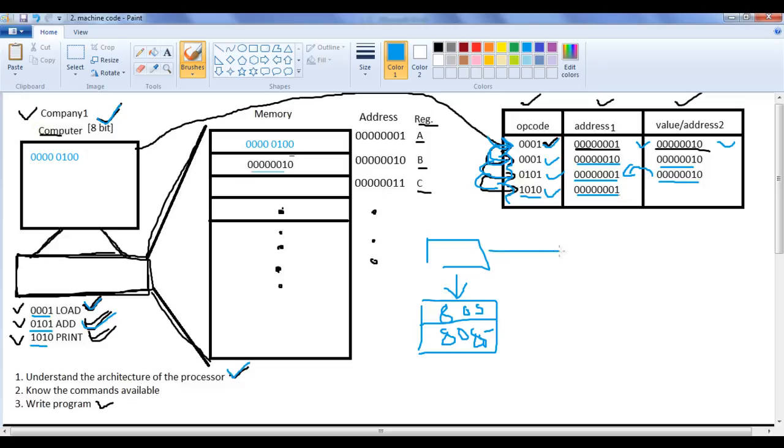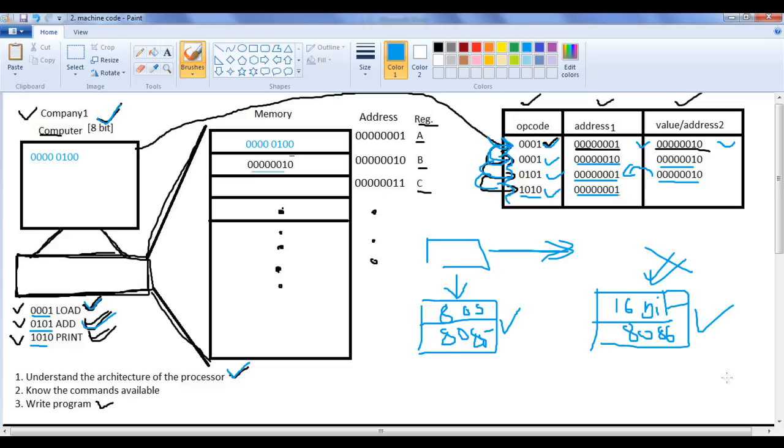If I try to execute the same program on another platform, which might be a 16-bit machine or maybe an 8-bit machine only, maybe it has an 8086 processor, if I try to execute the same code on another platform, it won't get executed because machine codes are platform dependent. That means machine instructions, the commands' binary equivalents, for different machines will be different.